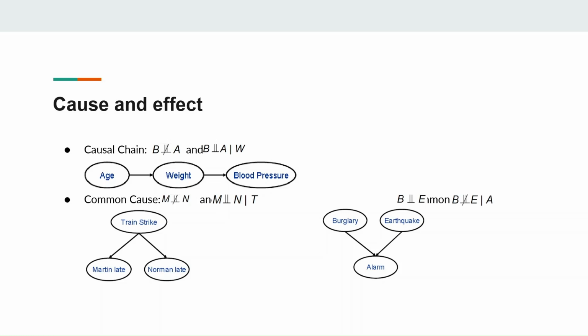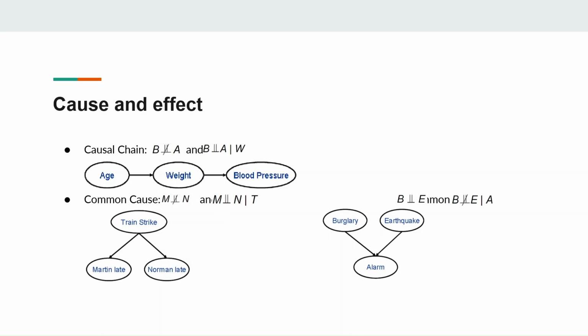Yeah. And if you know that there's a train strike, does that break the dependency between Martin late and Norman late? No, it creates a dependency. Because if a train strike happened and Norman is late, then it's very probable that Martin will be late for the same reason. So it affects both of them. Because we know that they're both dependent on train strikes. That's why they're no longer independent.